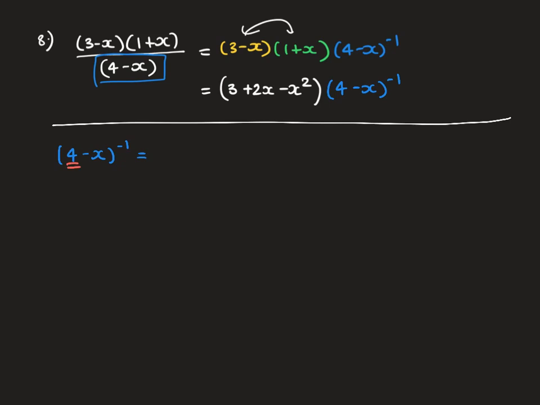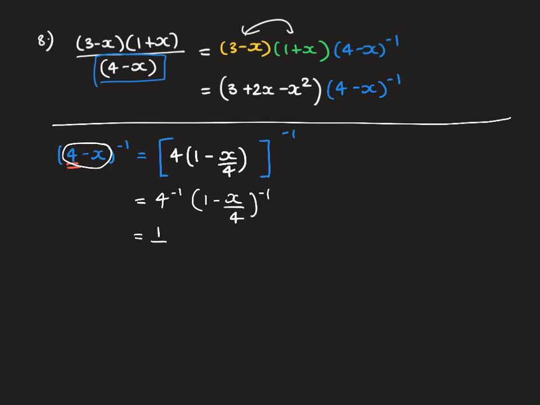Now notice it doesn't begin with a 1, so there is much work here to be done. Let's rewrite it like that. All I'm going to do is take 4 minus x, and take a 4 out, so it becomes 1 minus x over 4. Now I'm going to raise each part of this to the power of negative 1, so we end up with 4 to the negative 1, 1 minus x over 4 to the negative 1, or a quarter, 1 minus x over 4 to the negative 1.